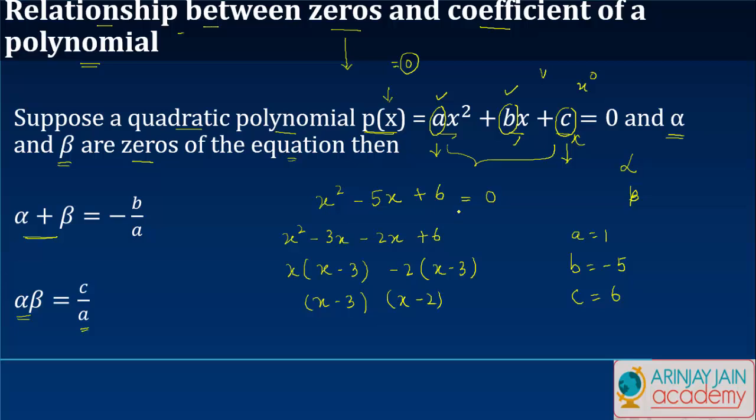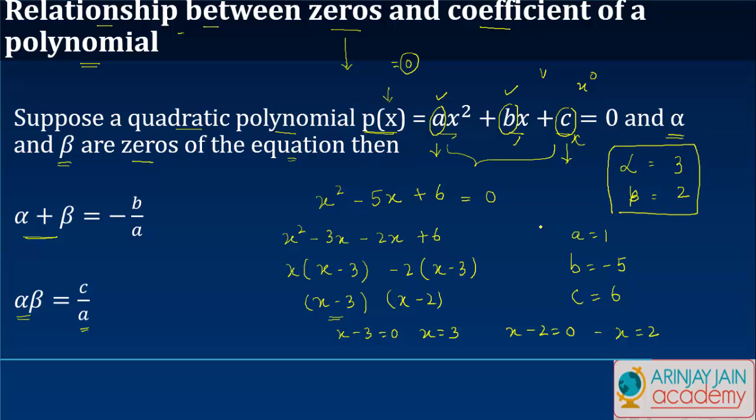What this means is the value of the zeros, or the alpha and beta, is equal to 3 and 2. How? If x minus 3 has to be equal to 0, x is equal to 3. Similarly, if x minus 2 is equal to 0, then x is equal to 2. So the value of alpha and beta is 3 and 2.